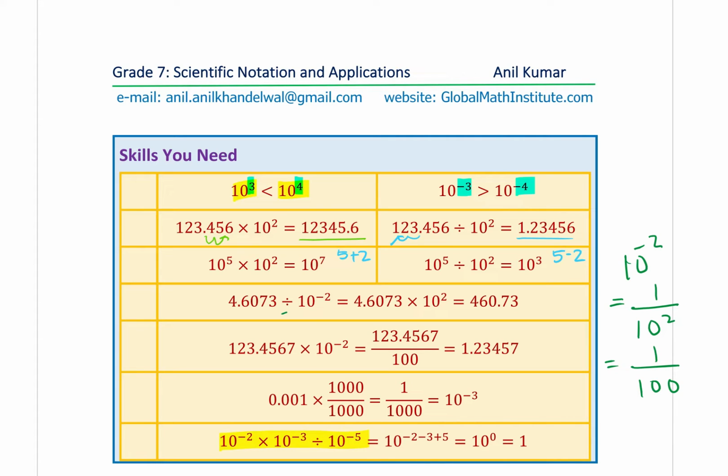10 to the power of minus 2 times 10 to the power of minus 3 divided by 10 to the power of minus 5. So when you multiply, you actually add those exponents. Minus 2 plus minus 3 makes minus 5. And then when you divide, you take away. So minus of minus 5 will be plus 5, and what you get is 10 to the power of 0. Remember, anything to the power of 0 is always 1, correct? So any number to the power of 0 is always equal to 1.